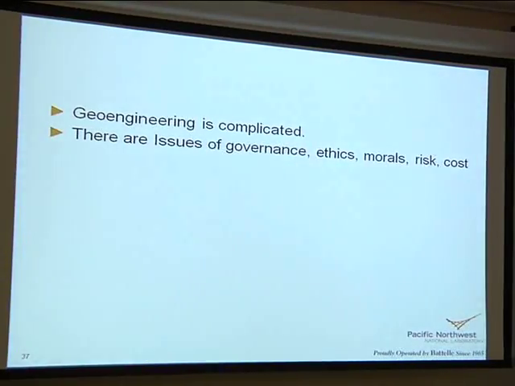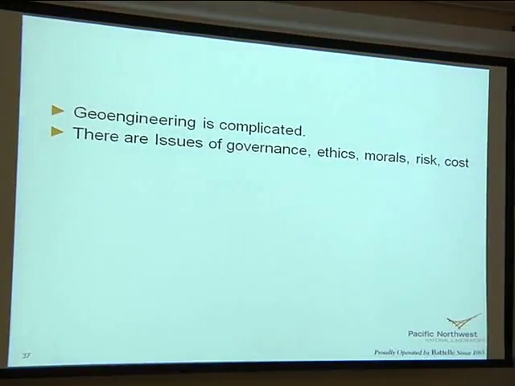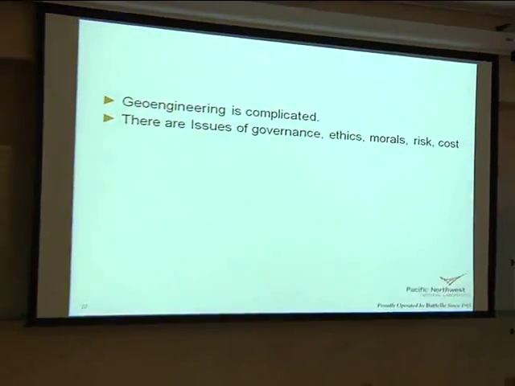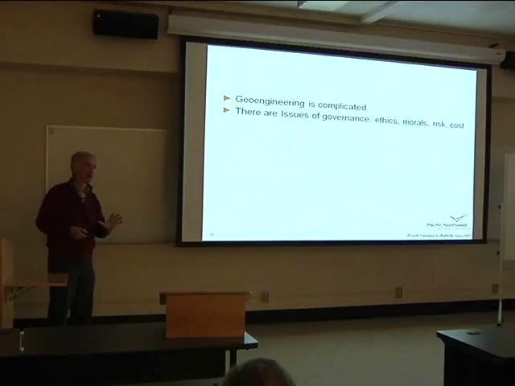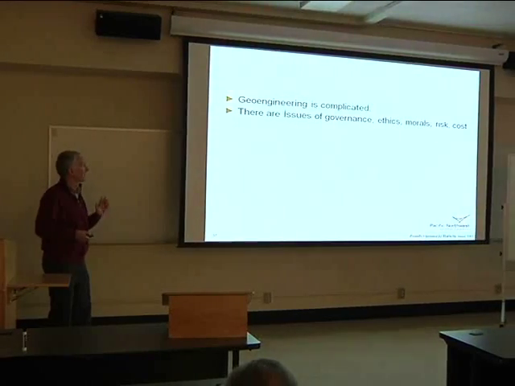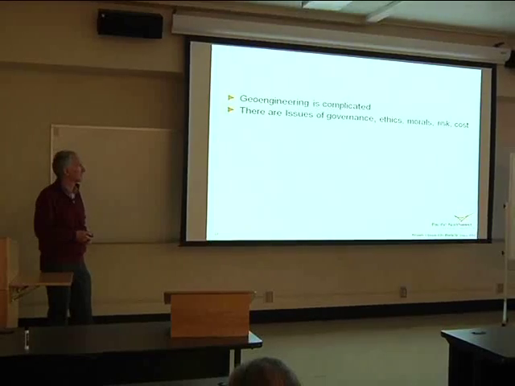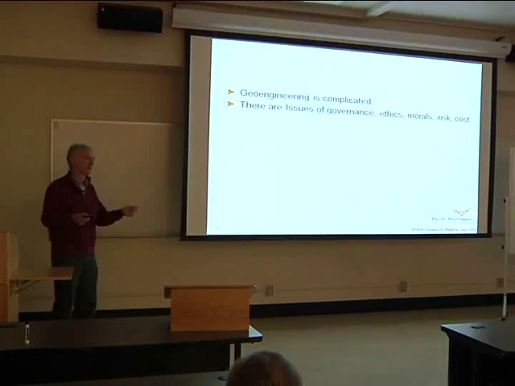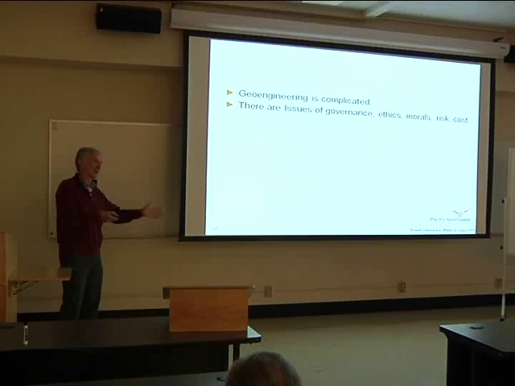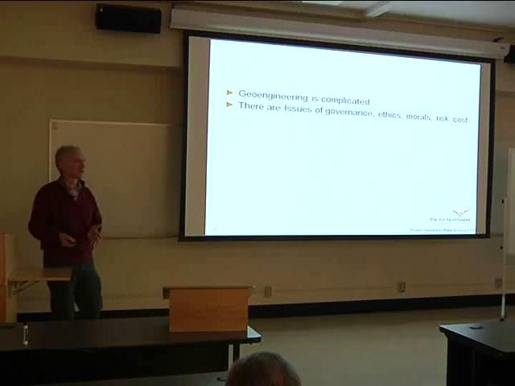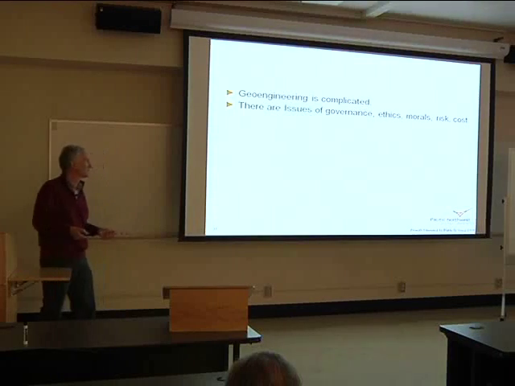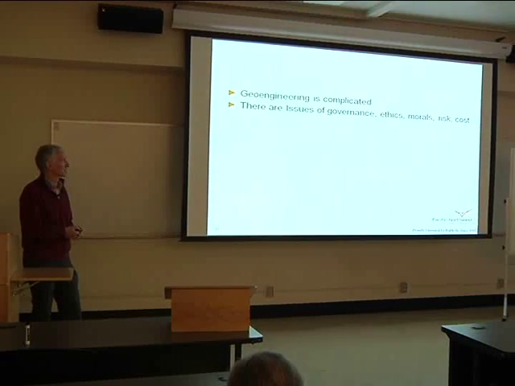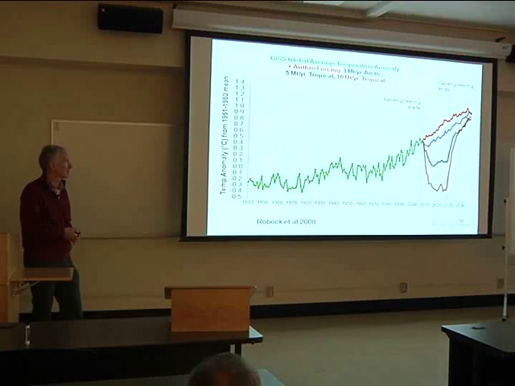I'm going to close. Well, this is a good message to leave you with, I guess. Geoengineering is complicated. In addition to all the science-y kinds of things that I've talked to you about, there are all kinds of issues of governance and ethics and morals. What I've shown you is the planet doesn't change uniformly. It'll rain more in one place, less in others. So there will be winners and losers. How do we decide who's the winners, who's the losers, etc.? There are various risks and various costs associated with these differences in strategies.